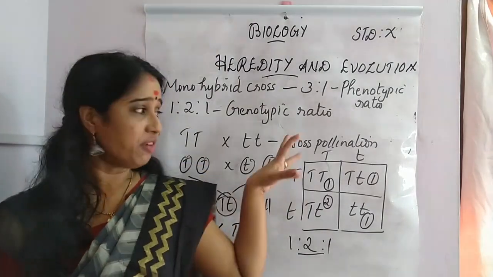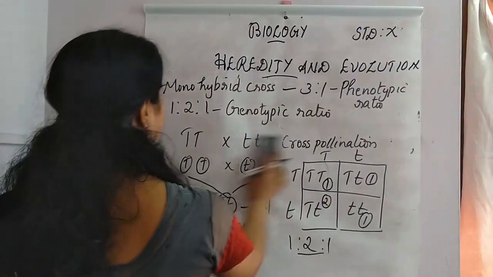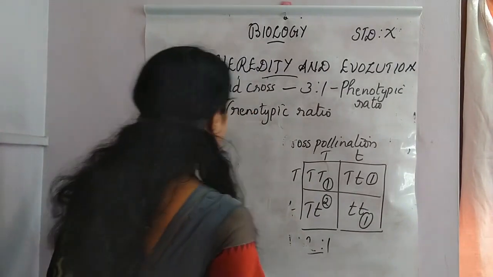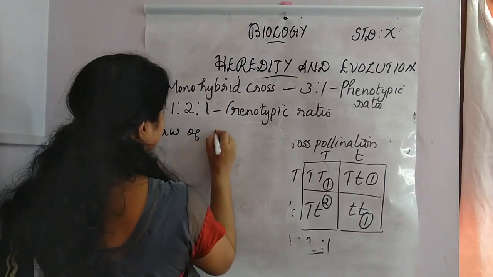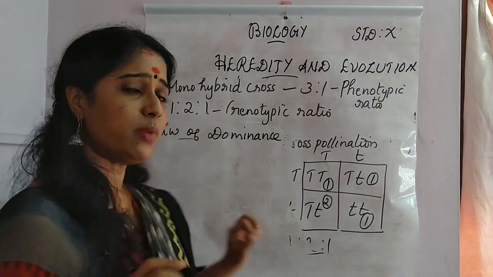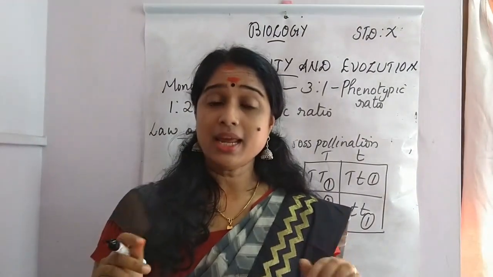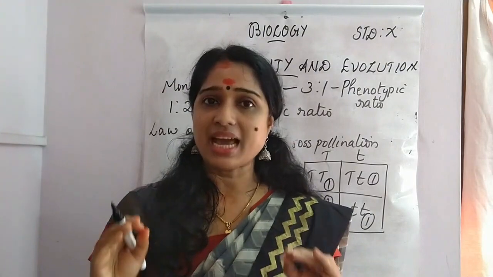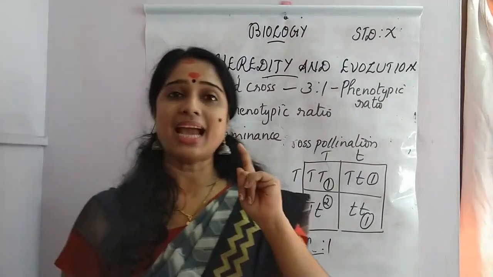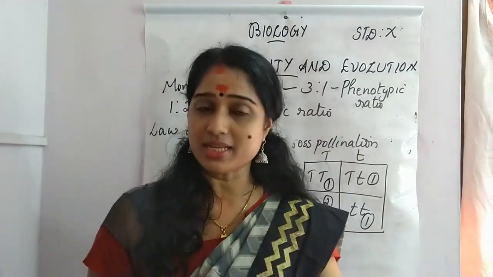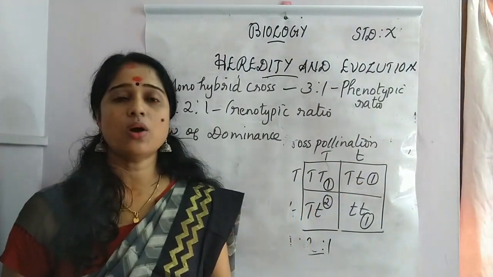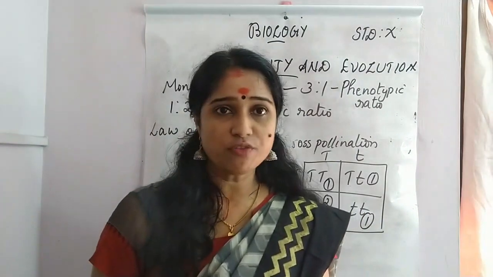And you should understand one more thing. From this monohybrid cross, he put forward two laws. The first one is the law of dominance. Who can guess what is meant by the law of dominance? When a pair of contrasting characters are crossed, in the first generation only one character appears to be dominant, and the other character remains recessive. That is known as what? The law of dominance.